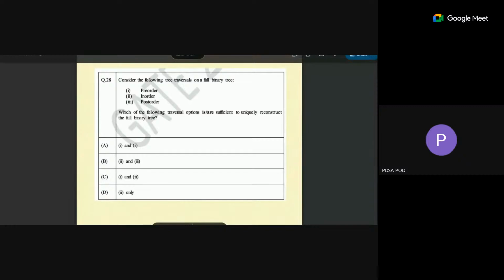Consider the following tree traversal on a full binary tree. In order, which of the following traversal options are sufficient to uniquely reconstruct the full binary tree?